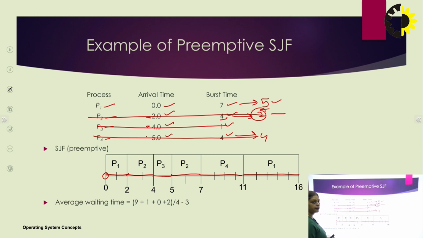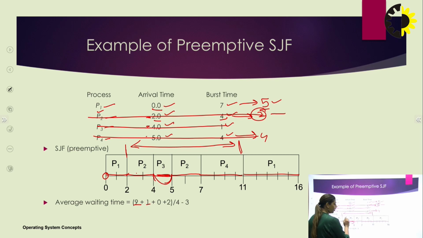Now, how do we calculate the waiting time here? See, P1 arrived at 0 and started at 0, well and good, but it stopped at 2 and restarted at 12. So this is the time where P1 waited, right? So it is 11 minus 2, 9 milliseconds it waited. P2 arrived at 2 and started at 2, so no waiting there, but it stopped at 4 and restarted at 5. So this 1 unit of time is the waiting time of P2.